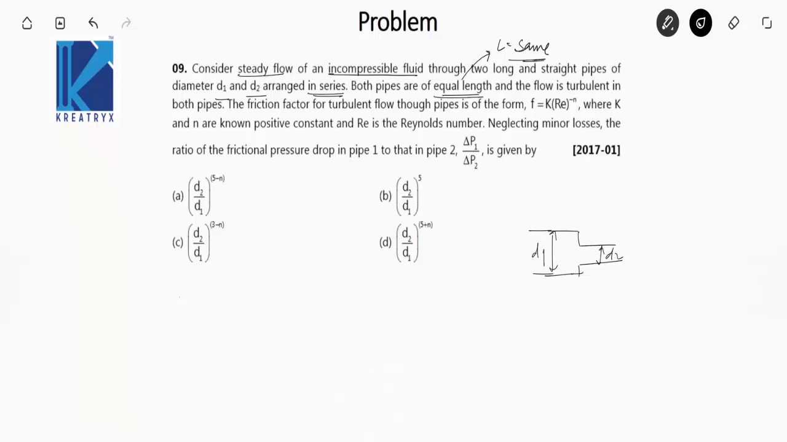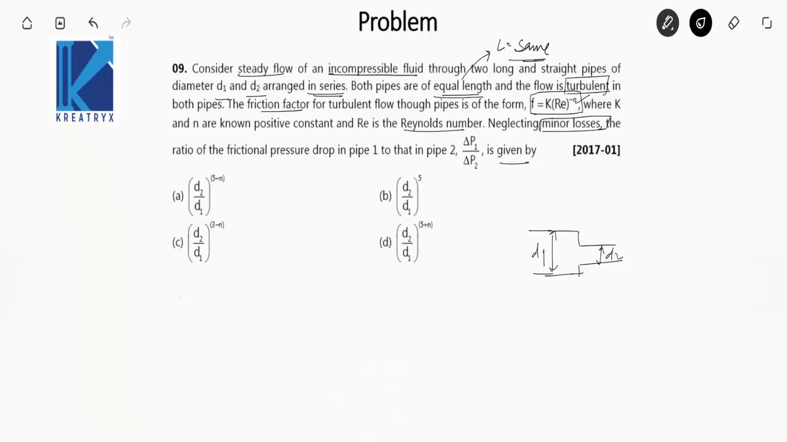and the flow is turbulent. Now it is given that the flow is turbulent in both the pipes. The friction factor for turbulent flow is also given. The relation is also given for the friction factor, so you have to use this relation where K and N are known positive constants and Re is Reynolds number. Neglecting minor losses, one more thing is given, that you don't have to take the minor losses. The ratio of the frictional pressure drop in pipe 1 to that in pipe 2, delta P1 by delta P2 is given by. Okay, so you have been given the relation of the friction factor for the turbulent flow.